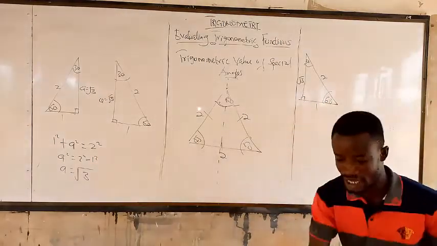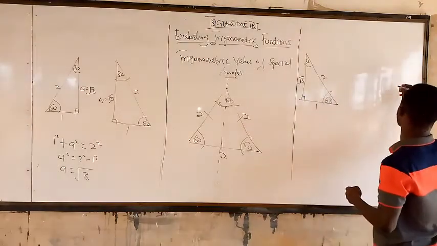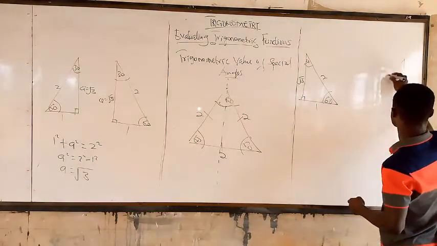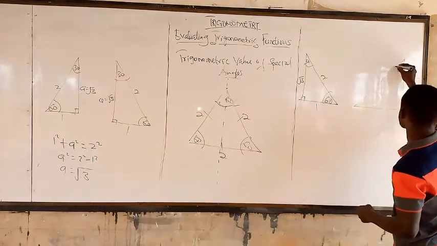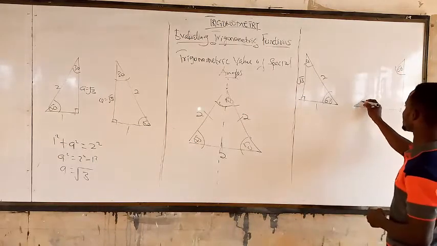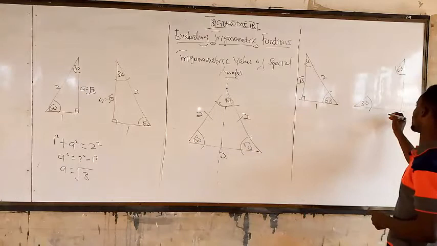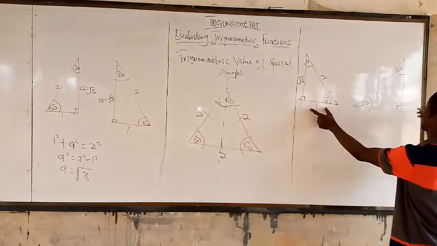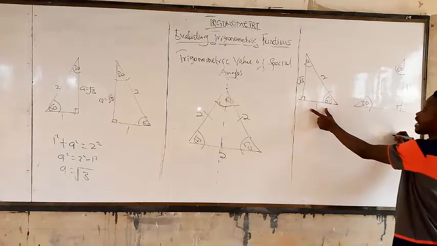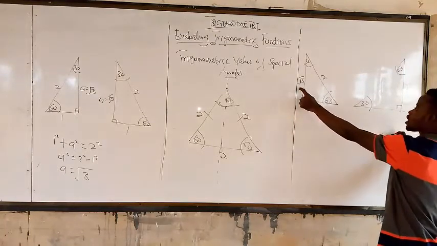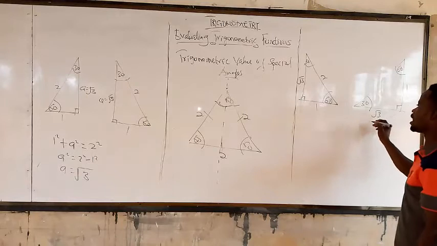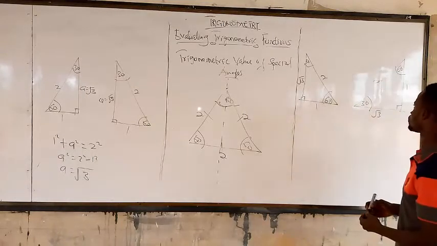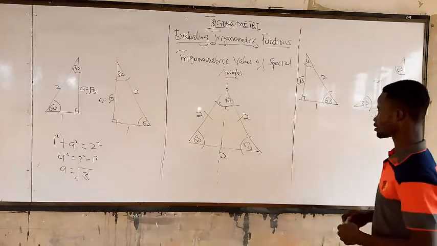We can also turn it this way. We can let the 60 degrees come here, then the 30 degrees will be here. So here, the 1 will be here, then the square root of 3 will now be here, and here will still be what? 2. Alright.